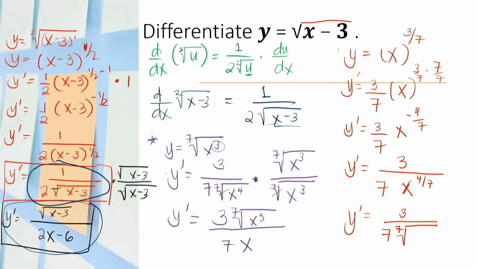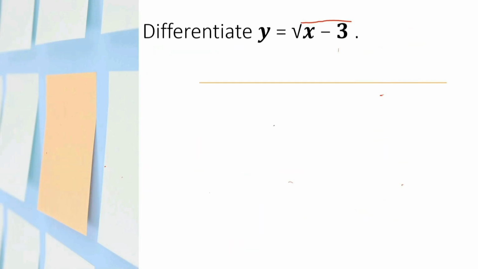The 7th root of x raised to 4. So, same lang din dito. Yeah, so 3 over 7 times the 7th root of x raised to 4. And then, you can rationalize it, so ganito lang din makakuha nyo. Okay? So, let's try another example.